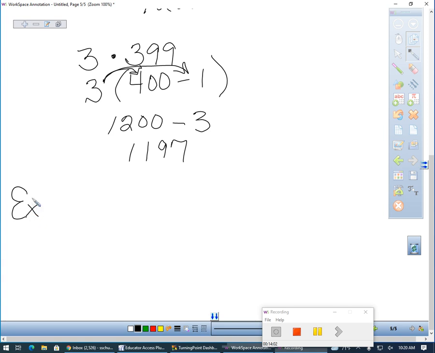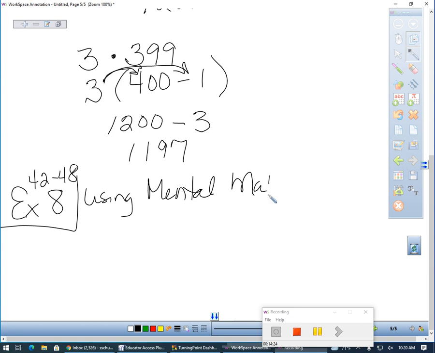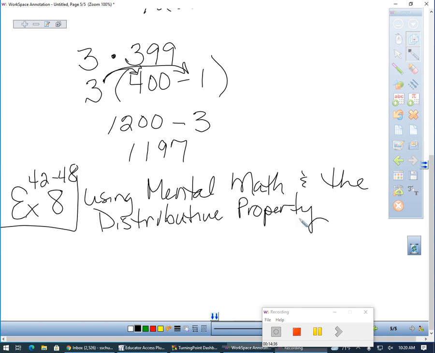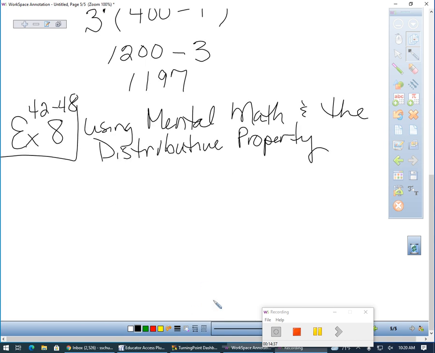So here is Example 8. All right. And so this is what you are doing for 42 through 48. Okay. So using mental math and the distributive property, and again, you have to show your work on these problems. Let's do something like 5 times 197.